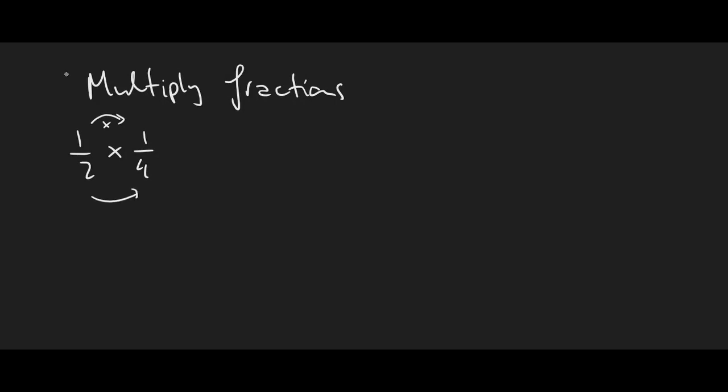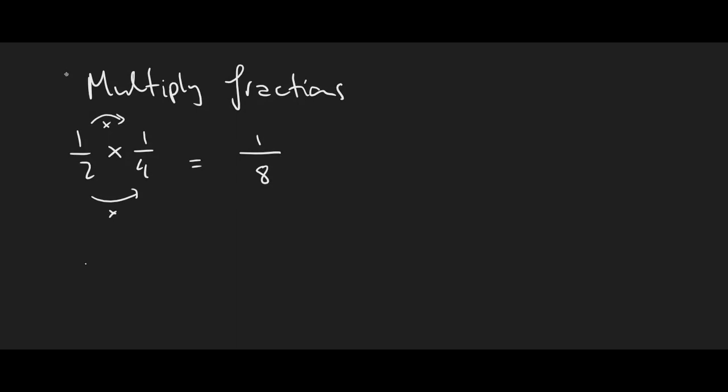So we can multiply fractions as well. So say we have a half and we have a quarter, and we want to multiply them together. All you have to do is multiply the numerator by the numerator and the denominator by the denominator. So we'll get 1 times 1 equals 1 over 2 times 4 equals 8. And that's the answer. So we'll try another one.